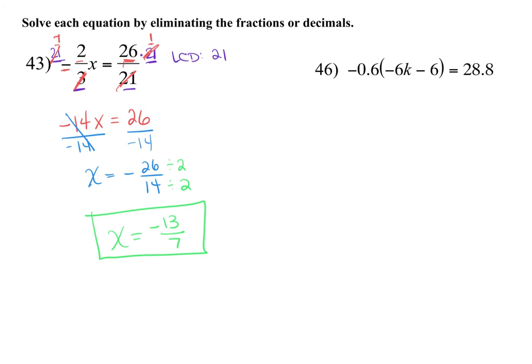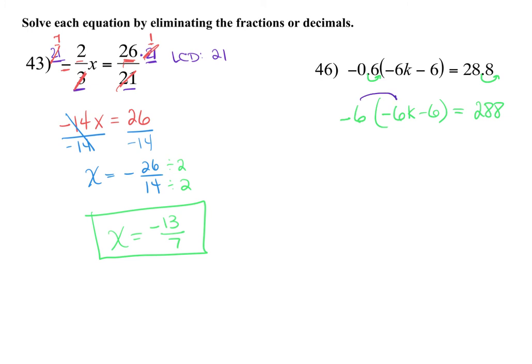So I need to move everything over 1 decimal place. I'm going to move this over 1 decimal place. I'm going to move this over 1 decimal place. So this is just 6. So -6. And I don't touch the inside of the parentheses. And over here I get 288. And now I'm just going to solve.